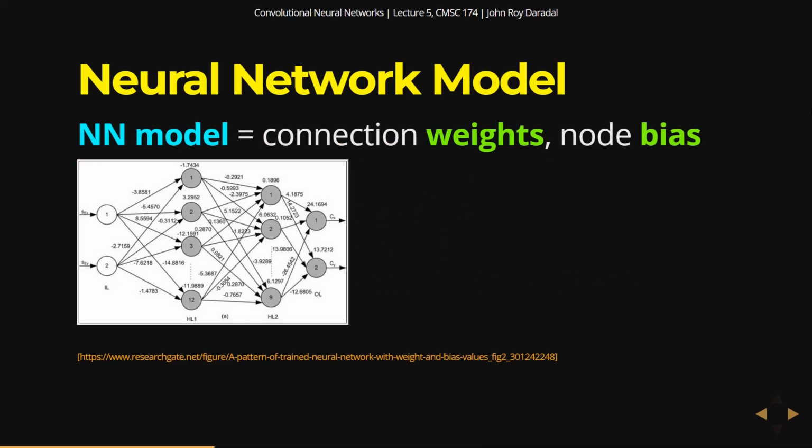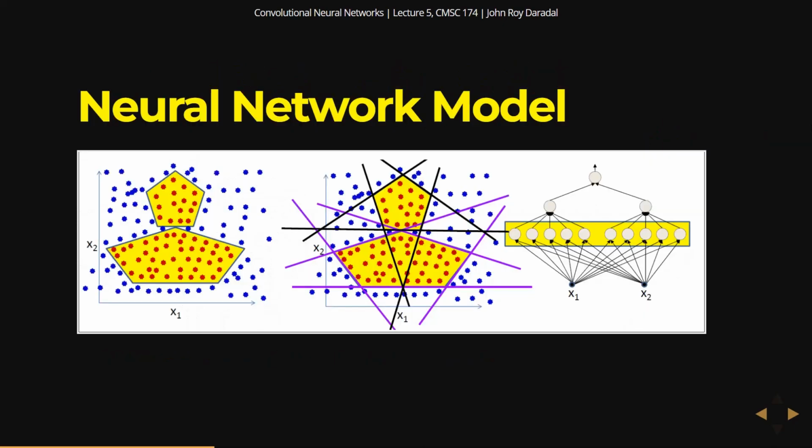Okay, so the model of the neural network consists of the connection weights and the node bias. So the model will kind of look like this. You'll notice that the connections from one node to another have associated weights, right? And each node here also has an associated bias on top of it, right? So those numbers are the bias terms. So that is what your neural network model will try to learn: the weights and the biases.